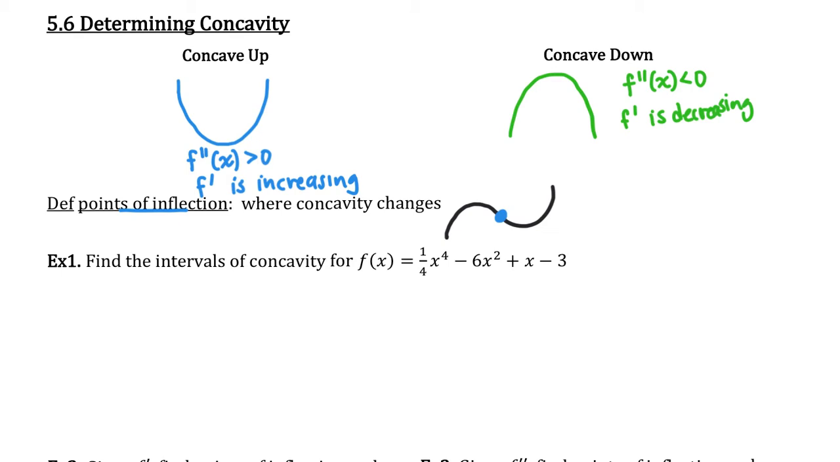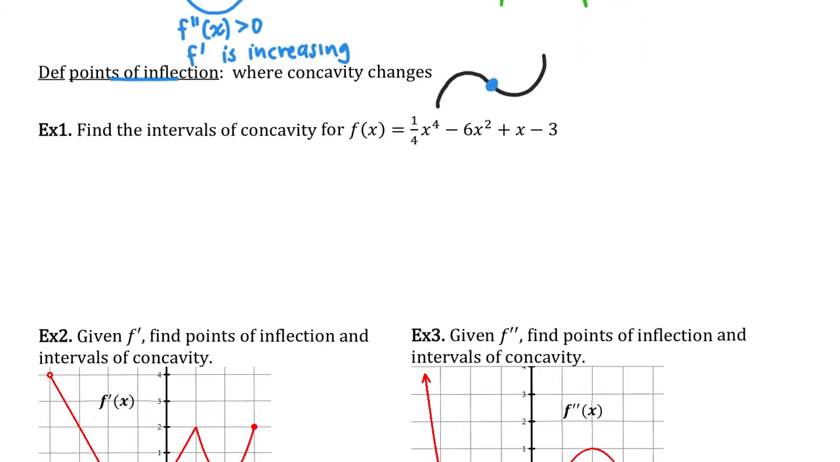So for this first example, we're going to find the intervals of concavity for this function. So we're going to figure out when this is concave up and when this is concave down. What we want to check for is when f double prime of x is switching from positive to negative or from negative to positive, because that'll mean it's switching from concave up to concave down or vice versa. So let me go ahead and find the first derivative. Bring down the 4, 1 fourth of 4 is 1. So x to the third minus 12x plus 1.